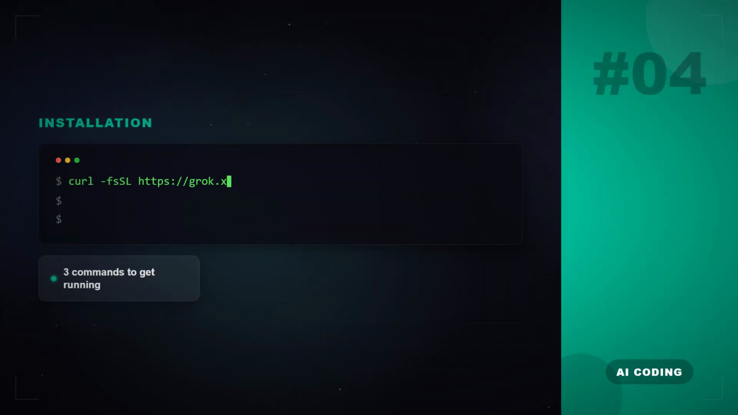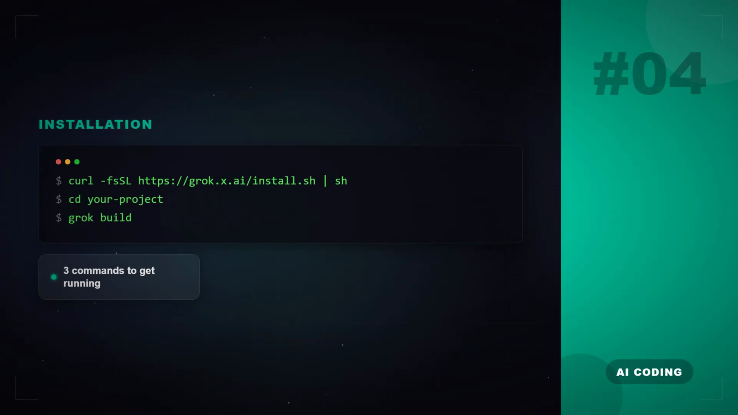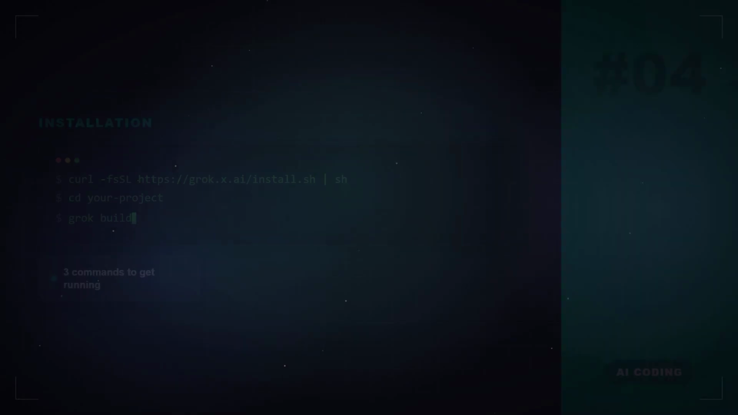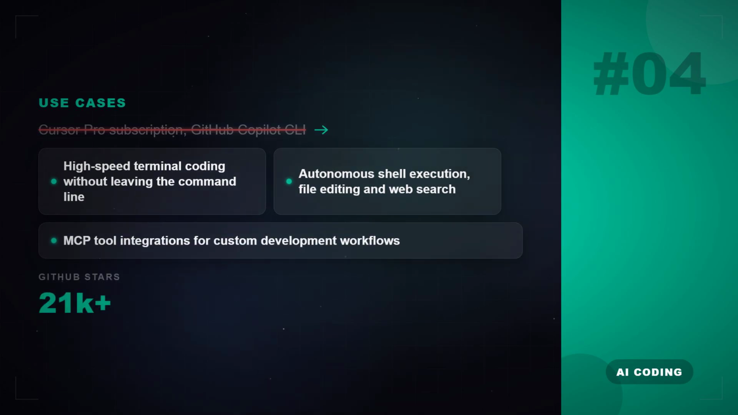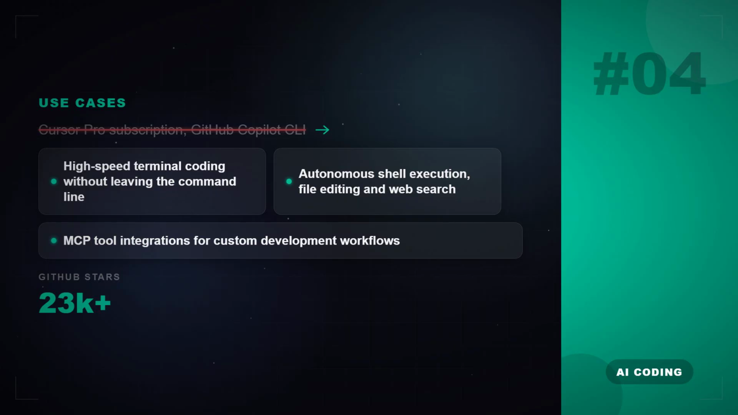Install with a single curl command, navigate to your project, and run Grok Build. It replaces Cursor Pro subscriptions and GitHub Copilot CLI. High-speed terminal coding without ever leaving the command line. Autonomous shell execution, file editing, and web search built in. And MCP tool integrations for custom development workflows. 23,000 stars and the fastest growing coding agent of the month.